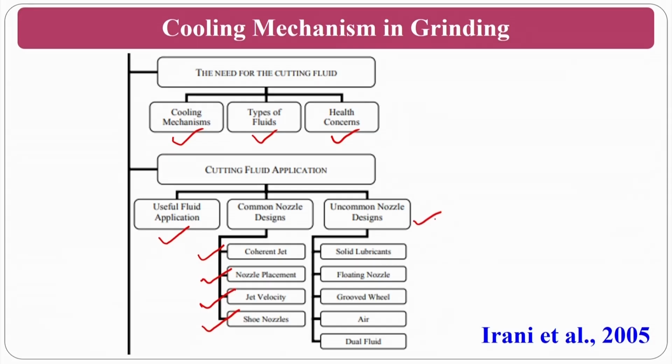Uncommon nozzle designs, like solid lubricants, floating nozzle, grooved wheel, can be used. Air can also be used as a cutting fluid. At the same time, dual fluid techniques also can be used, because from one side you can send water dominating fluid, and on the other side of the grinding wheel you can send only the lubricating type. That means you can send oil dominating cutting fluids.